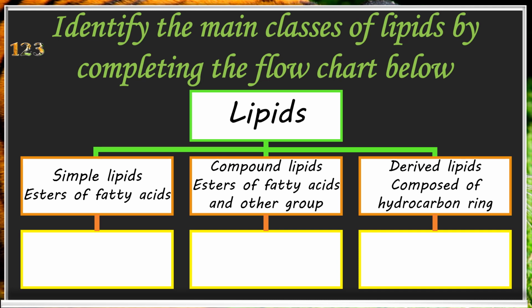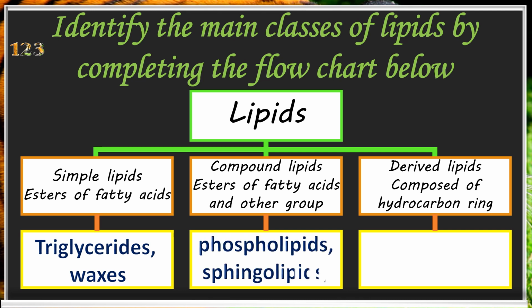Let's start with simple lipids, esters of fatty acids. We have the triglycerides and wax. Then in the compound lipids, we have the phospholipids and sphingolipids. The derived lipids, we have the steroids and cholesterols.